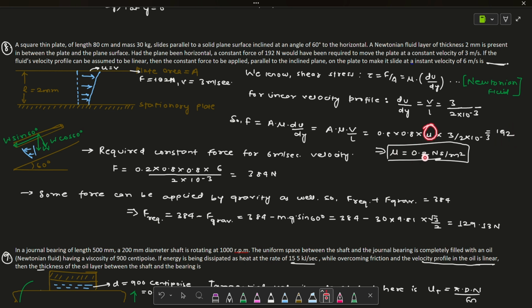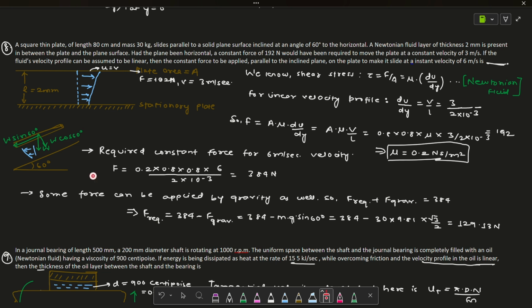So mu is the only unknown, and it comes as 0.2 newton second per meter square. Now we have found the mu value, so we can find the force. We apply the same formula: 0.2, 0.8, 0.8, into 6, since 6 is the required velocity, divided by the length. The length in both the horizontal and the inclined plane is the same, 2 into 10 to the power minus 3, and the force coming is 384 Newton. The question doesn't end here.